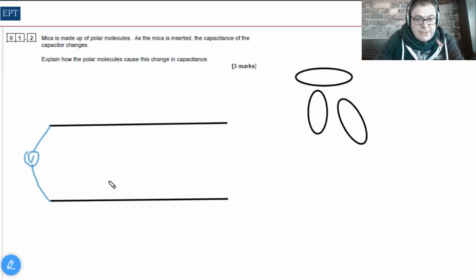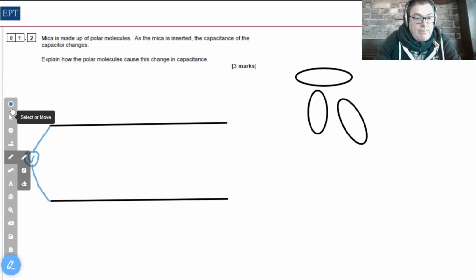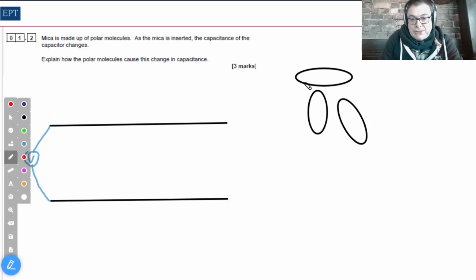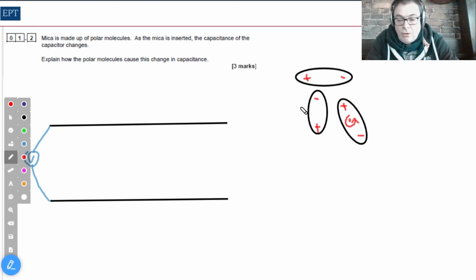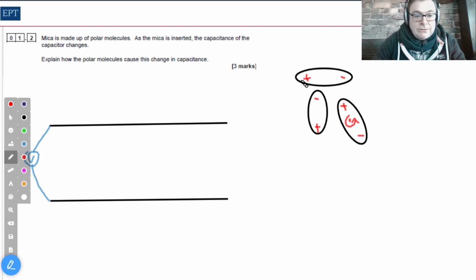So mica is made up of polar molecules. Now, a polar molecule is basically a sausage shape or a lemon shape with a plus at one end and a minus at the other. And the big thing about polar molecules is, well, the two big things. Firstly, they can rotate around a midpoint, and they are all totally higgledy-piggledy, randomly oriented inside the mica when it's like this.